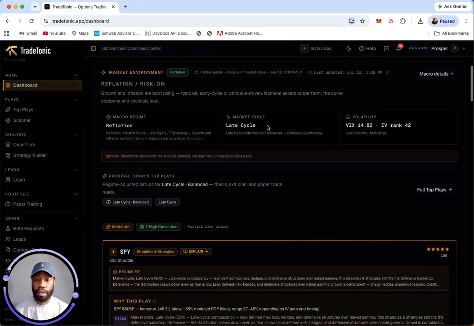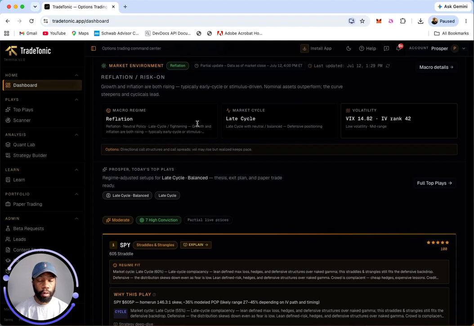Okay, so we see here we're in a reflation stage, late part of the cycle, and the VIX, or the volatility index, is actually relatively low compared to what it could be if it were usually high. Actually, around 15 or 16 in the VIX is about average. This is something I like to look at when looking at the pricing of options, right?